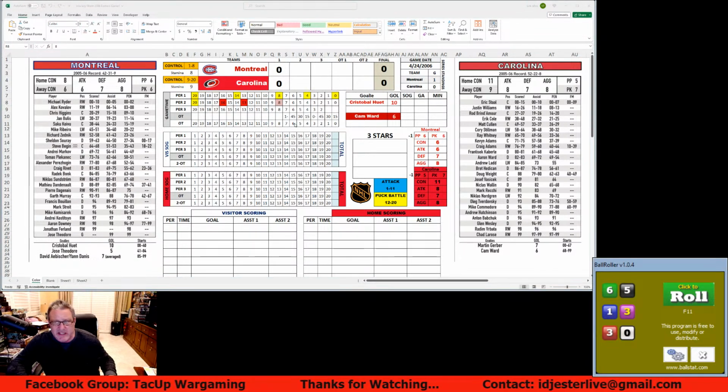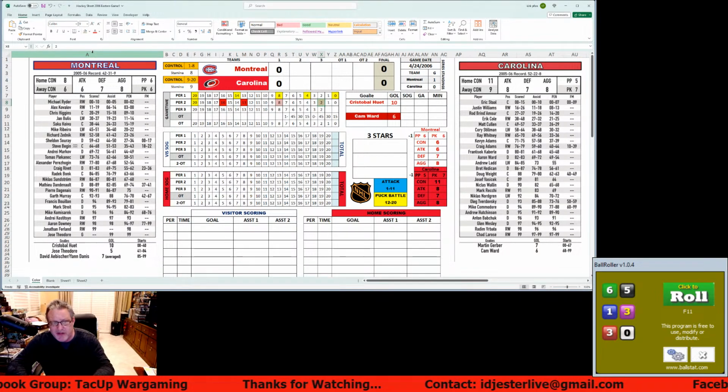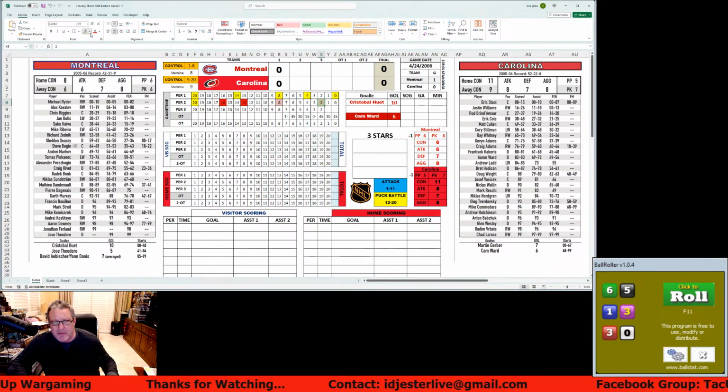Here we go. It is 6 minutes, so we've got 2 minutes to go here in the second period. And it's a 5, which means it is going to be an attack. A 1, Montreal again. Montreal with back-to-back opportunities.